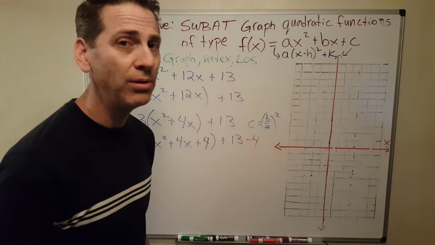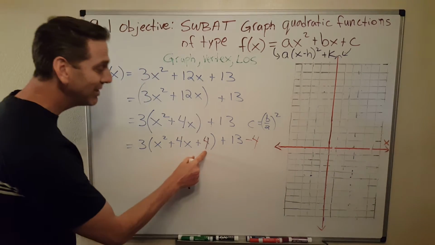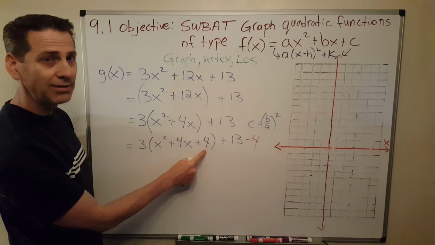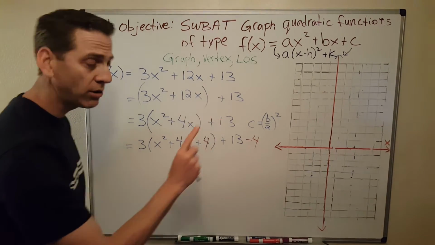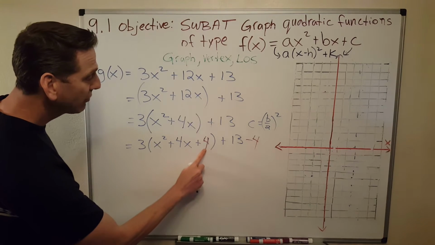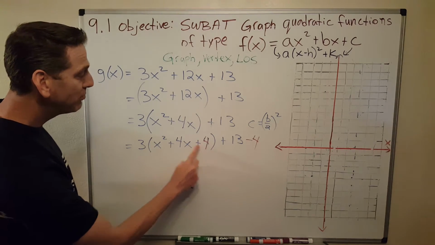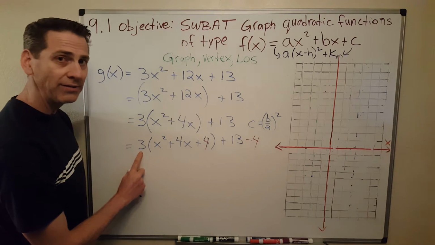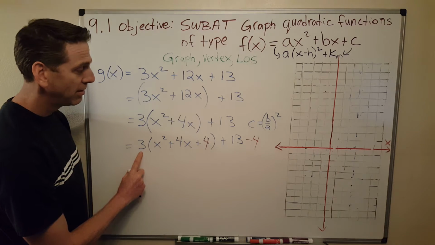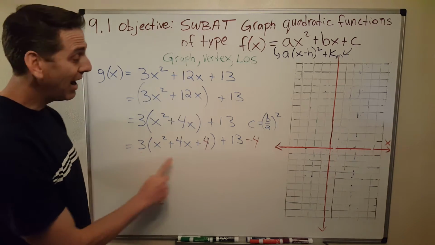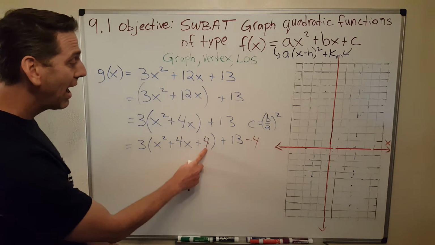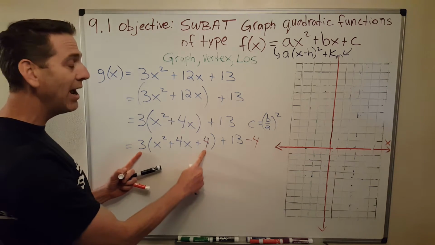But here's the problem. I actually didn't add 4 to this trinomial. Now watch closely. This 4 is being multiplied by that 3, isn't it? So really, how much did I add? I didn't add just 4. I added 3 times 4.